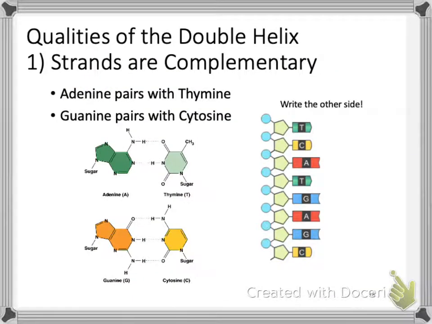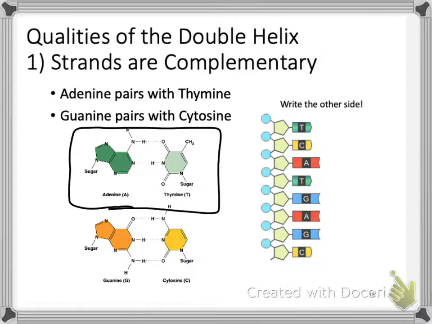So in addition to the basic structure of the double helix, there are a few qualities that are going to be important and we're going to bring up several times throughout the year. Okay, the first thing is the idea that the DNA strands are complementary. That means they basically match up. They're not identical, but they complement each other. So we have pairs of bases that always go together. A pairs with T, adenine pairs with thymine. And G pairs with C, guanine pairs with cytosine.